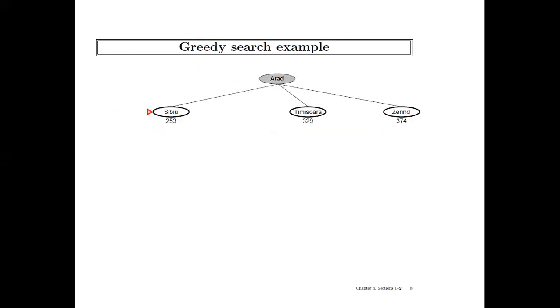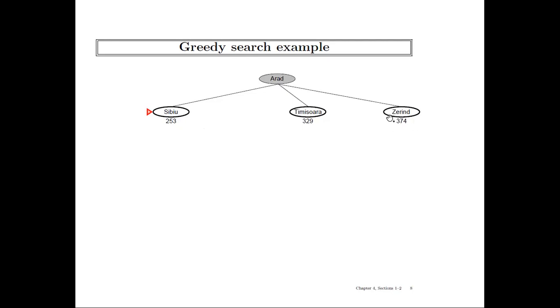Now we have to expand Arad. When we expand Arad, we have three nodes. One is called Sibiu, the second is called Timisoara, and the third one is called Zerind. These three nodes are expanded in the first step. If you follow the same heuristic, the SLD information given along with this network, from Sibiu to Bucharest the straight line distance is 253. From Timisoara to Bucharest, the straight line distance is 329. And from Zerind to Bucharest, the straight line distance is 374.